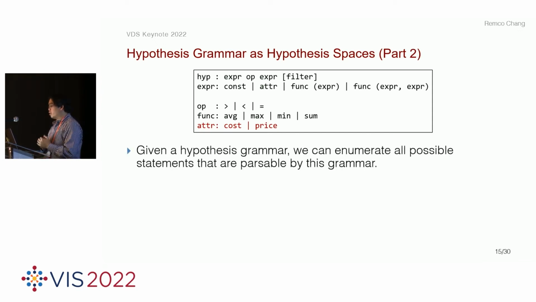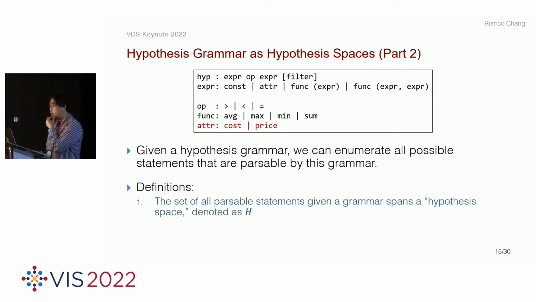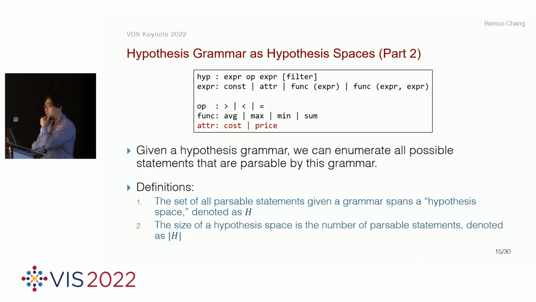Taking it a step further, what we're saying essentially is that given a hypothesis grammar, we can enumerate all possible statements that are parsable by this grammar. Using more of a computer science term, the statements are parsable by this grammar. So with that, we can now say the set of all parsable statements given a grammar spans a hypothesis space. So it's a set, right? And we're going to denote that as H. And we can now measure the size of this hypothesis space, which is just the number of possible statements, and we denote it as the vertical bar with H inside.